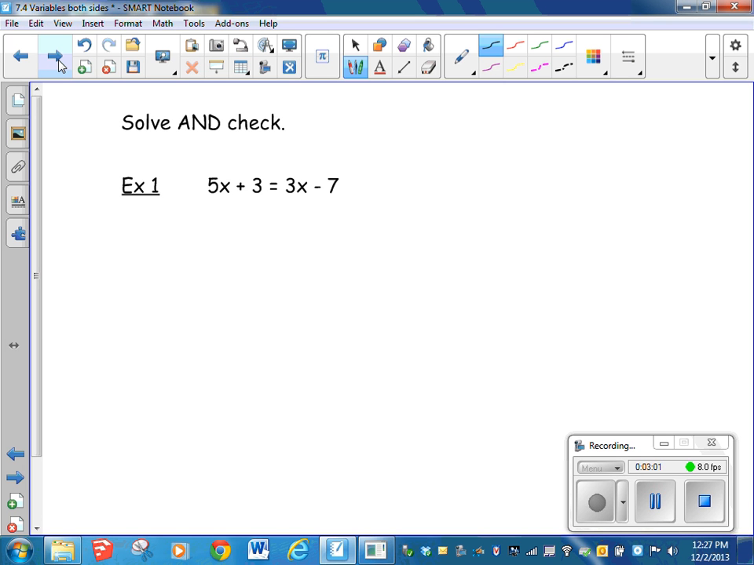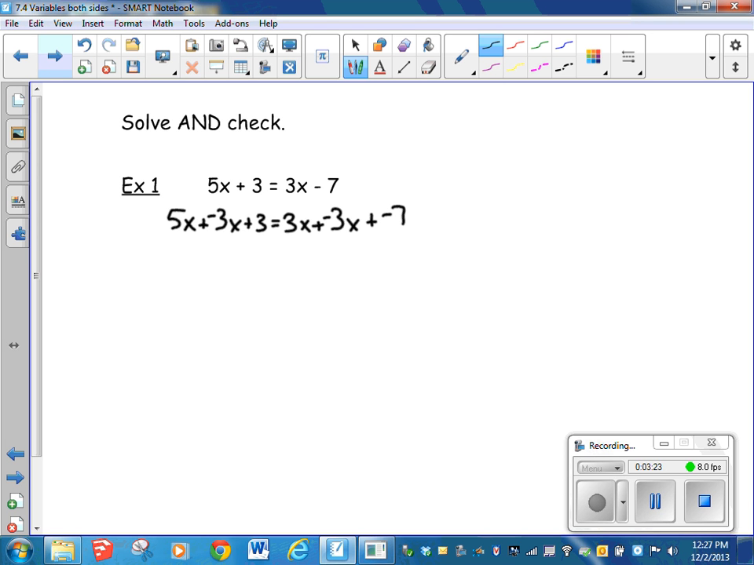Subtracting 3x is the same as doing what? Anna? Adding negative 3x, yeah, good. So that's how I'm going to show it, because a lot of kids like it that way. It doesn't matter to me. Okay, so this will then simplify.